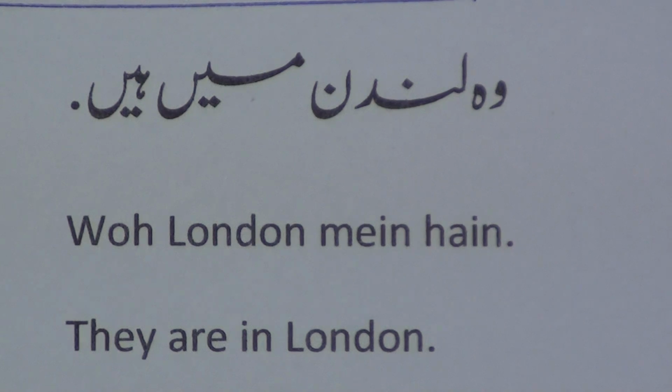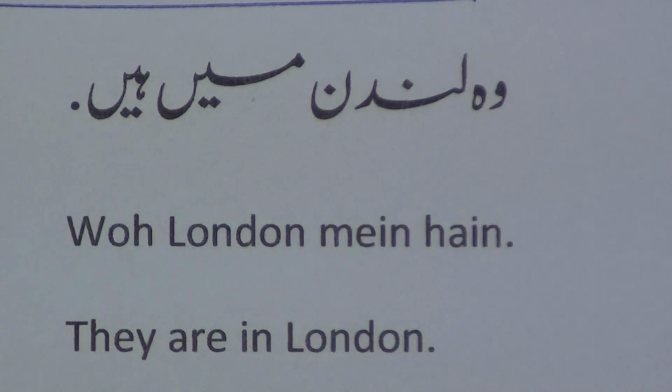We can also use the same construction for he or she. But in case we use the same construction for he and she, it means it is very honorific. For example, we use it in this sense for our elders or for very respected persons or old persons. Otherwise, this construction is used for they.